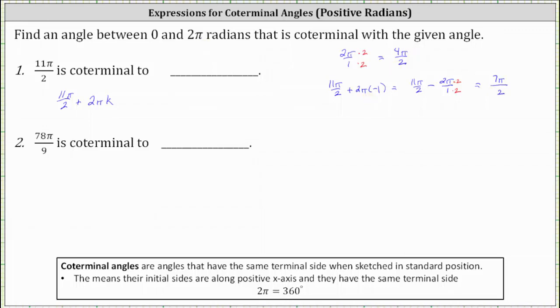Let's try k equals negative 2. When k is equal to negative 2, we have 11 pi divided by 2 plus 2 pi times negative 2, which is equal to 11 pi divided by 2 minus 4 pi over 1. 4 pi over 1 is equal to 8 pi over 2. We have a common denominator of 2, and the numerator is now 11 pi minus 8 pi, which is 3 pi. And 3 pi divided by 2 is between 0 and 2 pi radians, or 0 and 4 pi divided by 2 radians. This is the coterminal angle we are looking for between 0 and 2 pi radians.